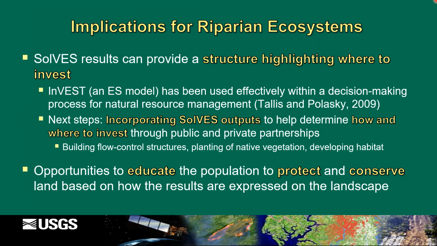Examples that are occurring even actively within the watershed include building flow control structures, planting native vegetation, and developing overall habitat. Some of these would increase greenness, reduce the risk of flooding, and increase water quality and water quantity as well. So overall, restoration of the watershed, focusing on the social values that were identified by the survey respondents.